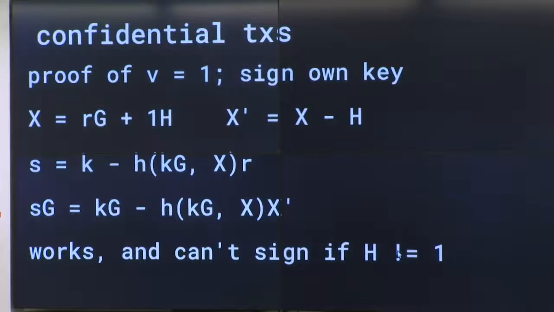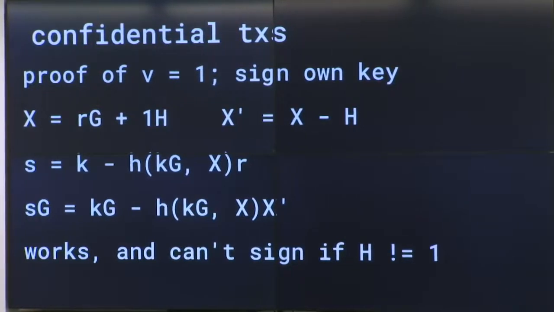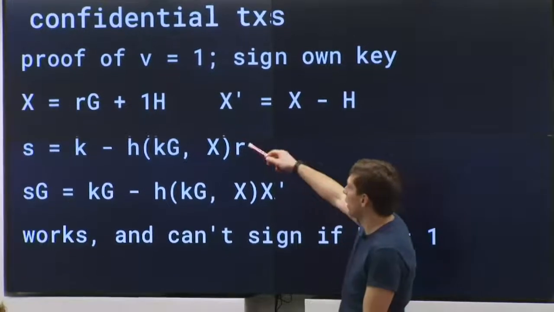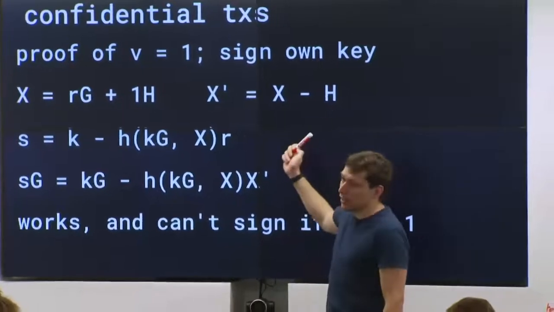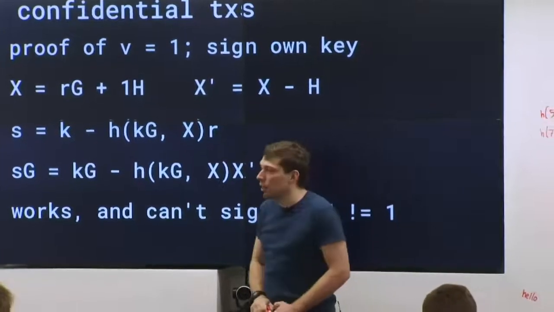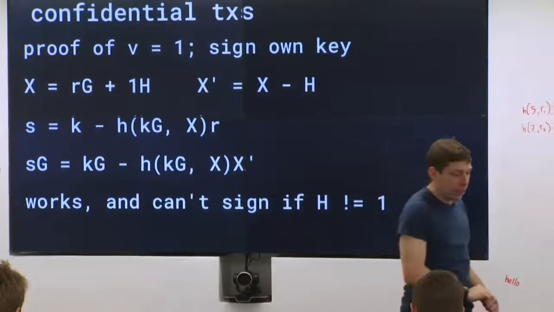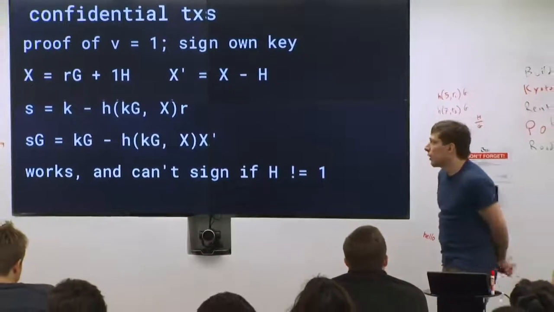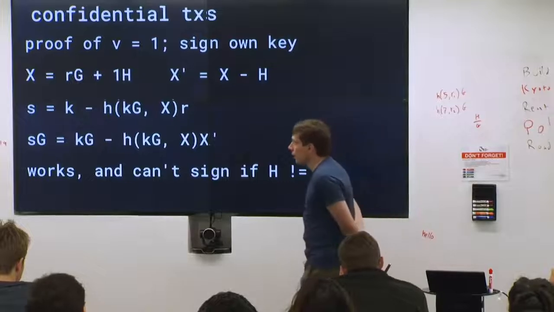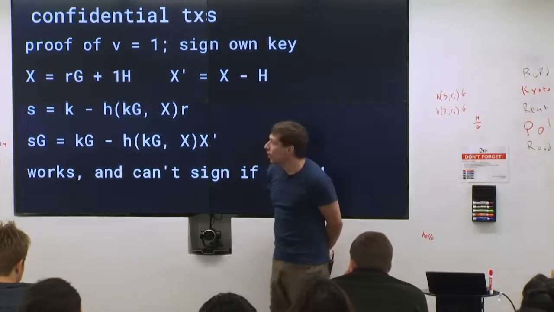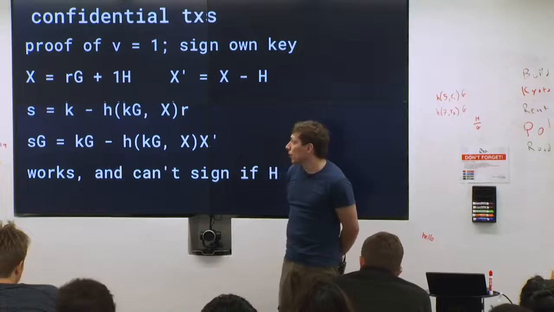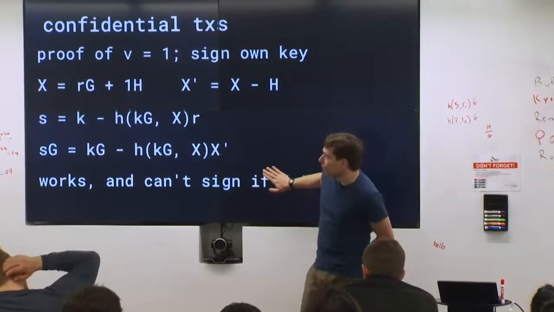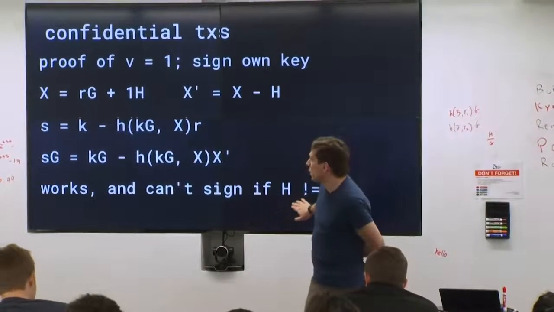So you can also do this with a proof of v equals 1. Again, sign your own key. So you define X prime to be just X minus H. And then you can say, well, look, I'm going to prove to you that v is 1. And the way I do that is take the point I've committed to, X, subtract H from it, and now I'll provide a signature on that new point. I can't do that unless v is 1, right?